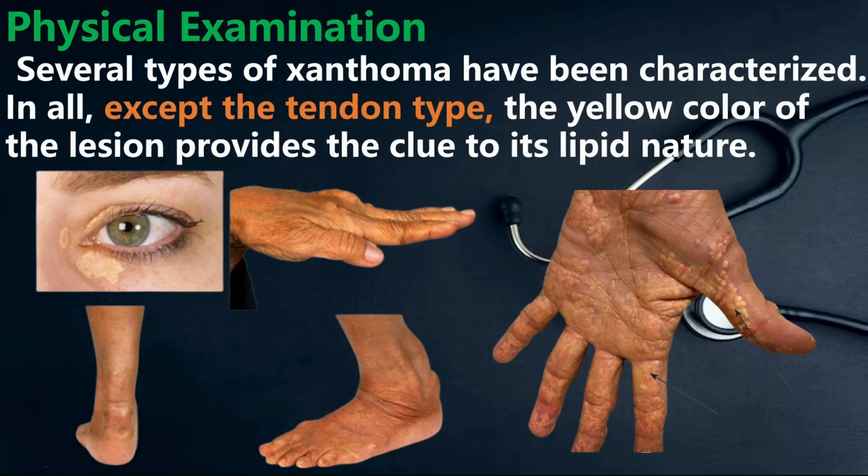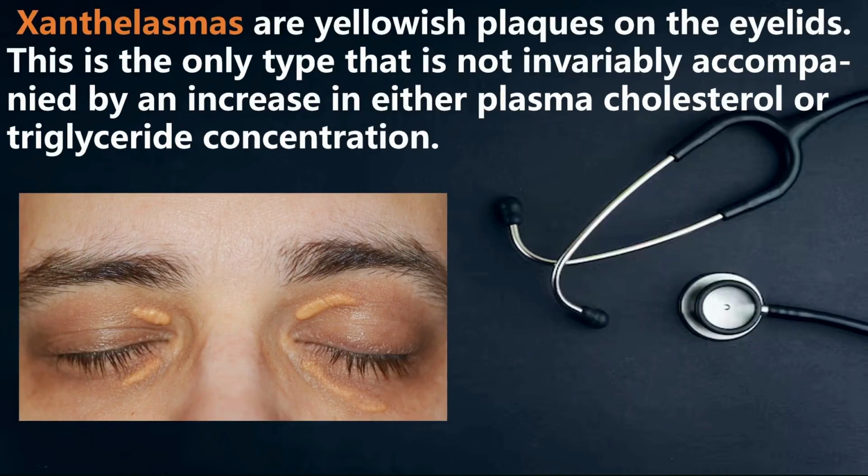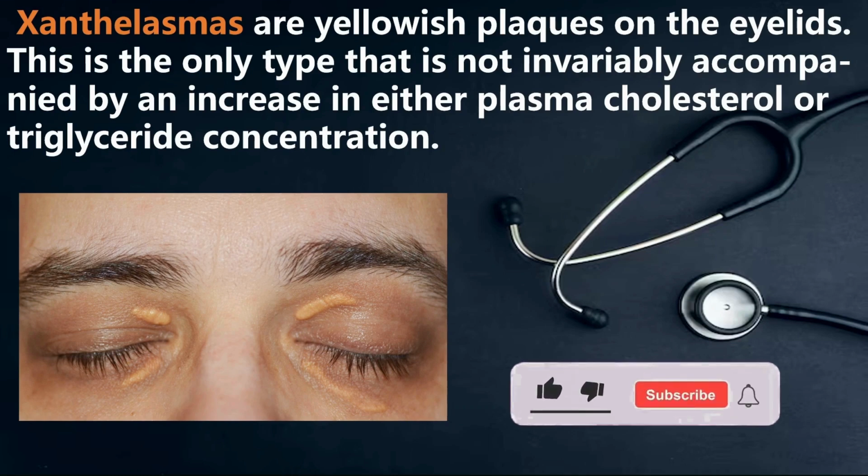Physical examination: several types of xanthoma have been characterized. In all except the tendon type, the yellow color of the lesion provides the clue to its lipid nature. Xanthelasmas are yellowish plaques on the eyelids. This is the only type that is not invariably accompanied by an increase in either plasma cholesterol or triglyceride concentration.